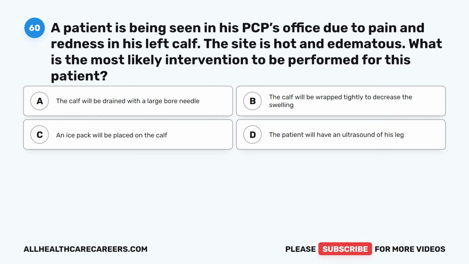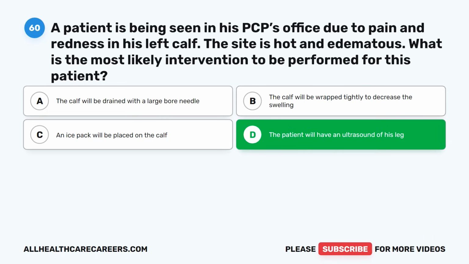Question 60. A patient is being seen in his PCP's office due to pain and redness in his left calf. The site is hot and edematous. What is the most likely intervention to be performed for this patient? A. The calf will be drained with a large bore needle. B. The calf will be wrapped tightly to decrease the swelling. C. An ice pack will be placed on the calf. D. The patient will have an ultrasound of his leg.